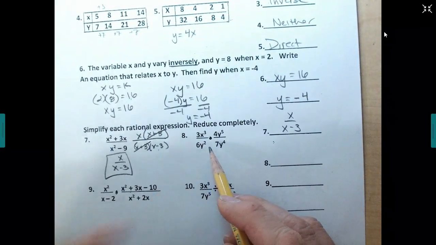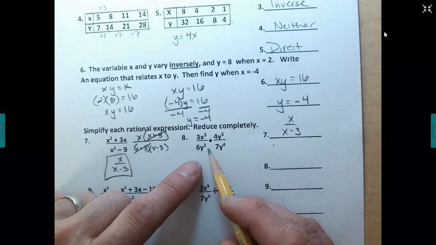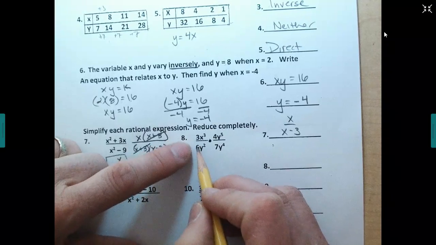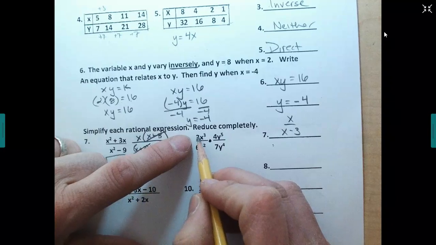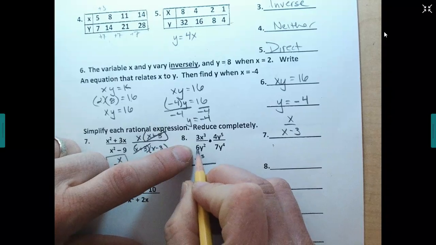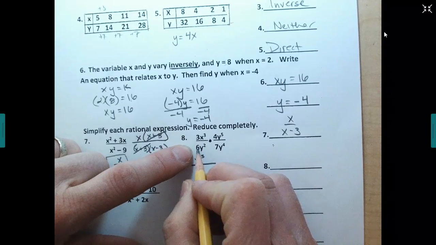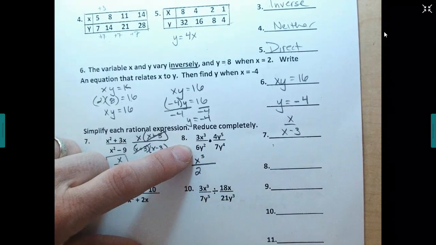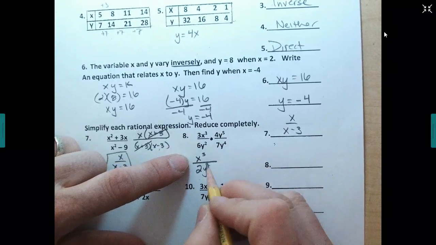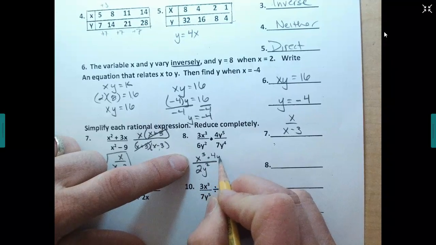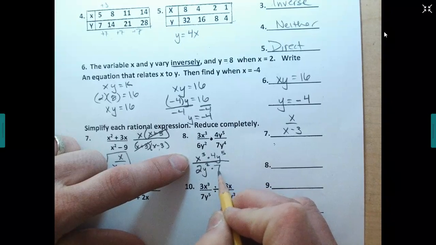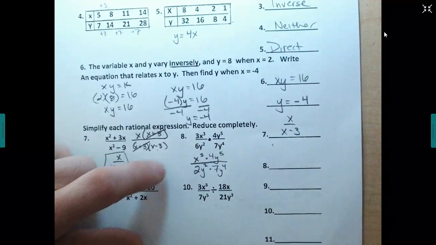Okay, let's look over here. Number 8, let's reduce completely. What I'm going to do is I'm going to simplify as I go. So 3 divided by 6, I'm left with 1 at the top, and that divided by 3 is 1, that divided by 3 is 2. Y squared times 4y to the 5th over 7y to the 4th.